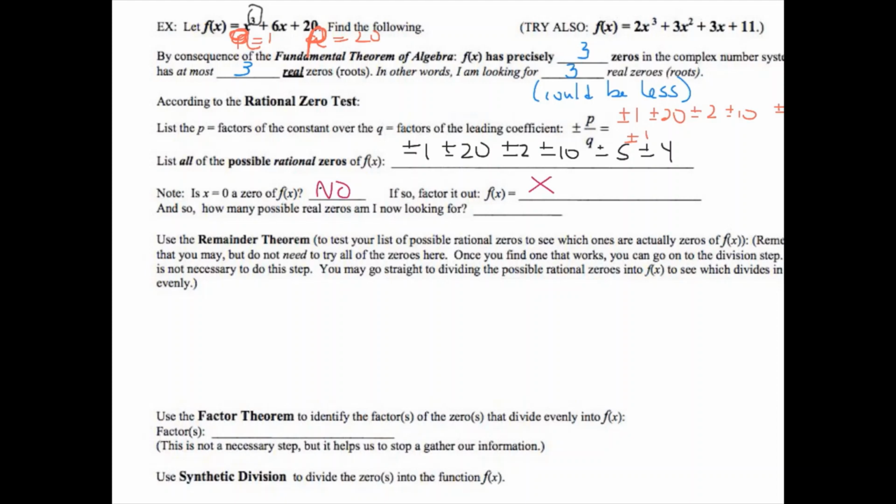So what I want to know is, of this list of roots, are any of them zeros? Okay, are any of them zeros? I could plug in all these numbers if you want, but I'm not going to do that. What I'm going to do is graph this function. So when I graph it, I'm just going to kind of sketch it here.